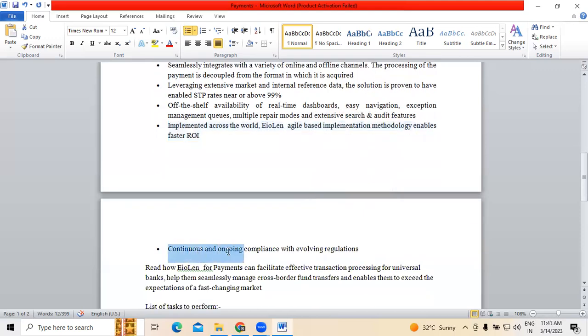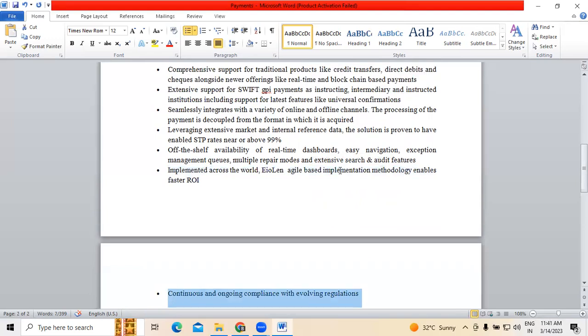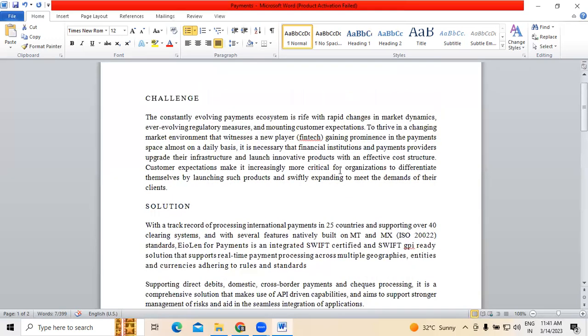Next, continuous and ongoing compliance with evolving regulations, because regulations, standards and compliances are a continuous process, which one should understand. So this is what generally the case study is about, which one has to understand.